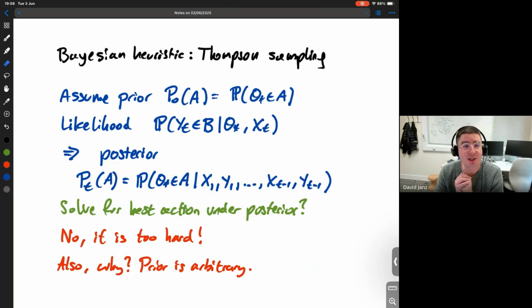For some people, especially people based in the UK, a natural approach to this will be to say, well, okay, I'll be Bayesian about this. I'll assume a prior over theta star, rather than treating it as a fixed unknown. I'll say it's random. And I'll pick a likelihood function which reflects how I believe that the random y_t is generated given theta star and x_t. And this gives me a posterior distribution at each step for theta star given the observations.